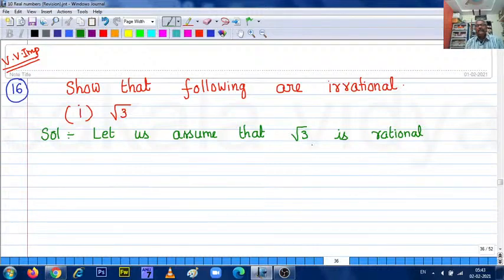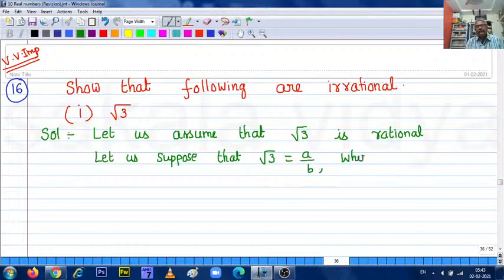Let us assume that root 3 is rational, and let us suppose that root 3 equals a by b, where a, b are co-primes. Co-primes means the highest common factor of a, b is 1.